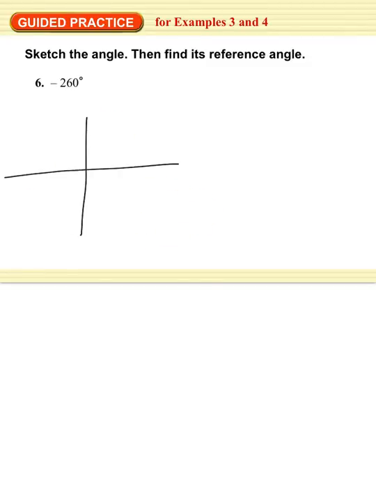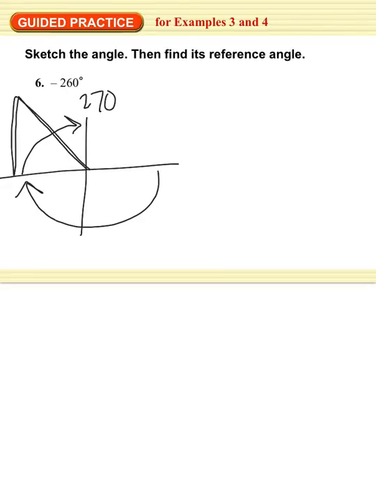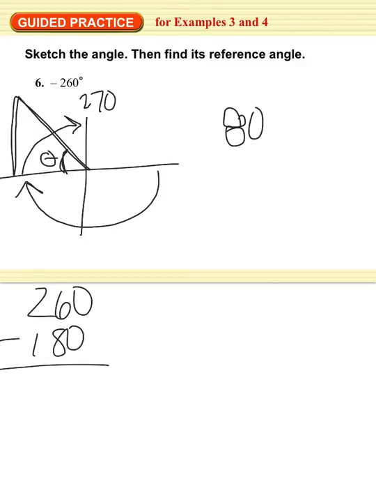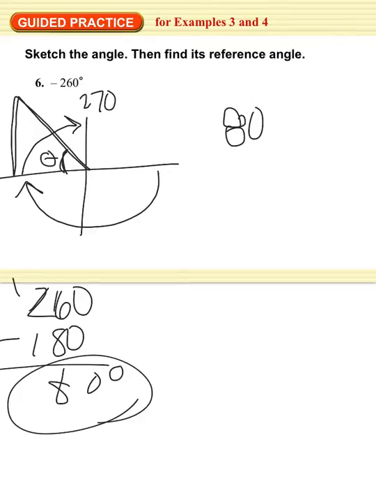Okay, negative 260. So I start this direction. I've got 180, but it's not far enough. 270 is too far. So it's 10 degrees shy of 270. Right there. It's 80 degrees. To see the math, I would do 260 minus 180, 80 degrees.